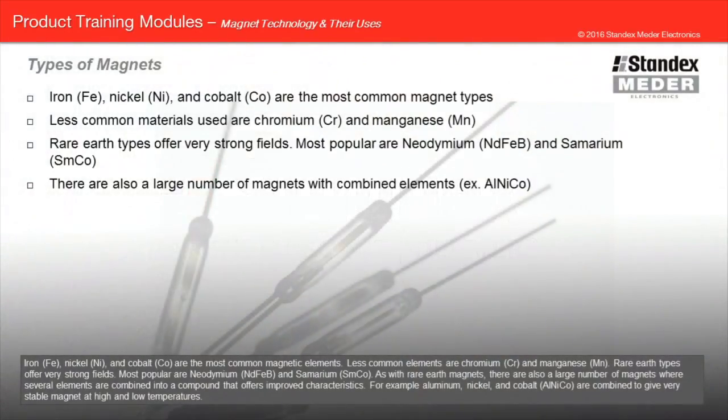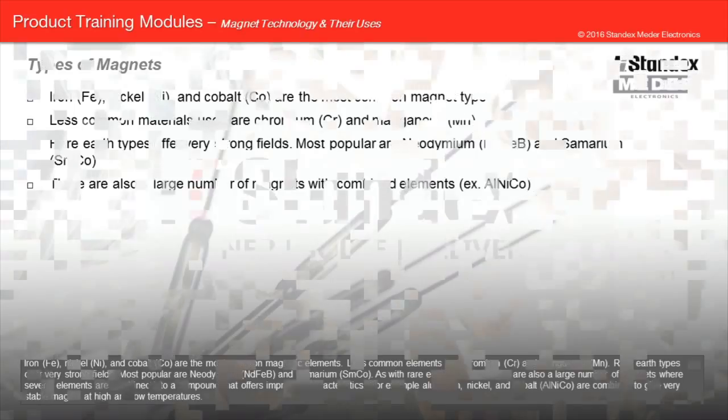Iron, nickel, and cobalt are the most common magnetic elements. Less common elements are chromium and manganese. Rare earth types offer very strong fields. Most popular are neodymium and samarium. As with rare earth magnets, there are also a large number of magnets where several elements are combined into a compound that offers improved characteristics. For example, aluminum, nickel, and cobalt are combined to give a very stable magnet at high and low temperatures.